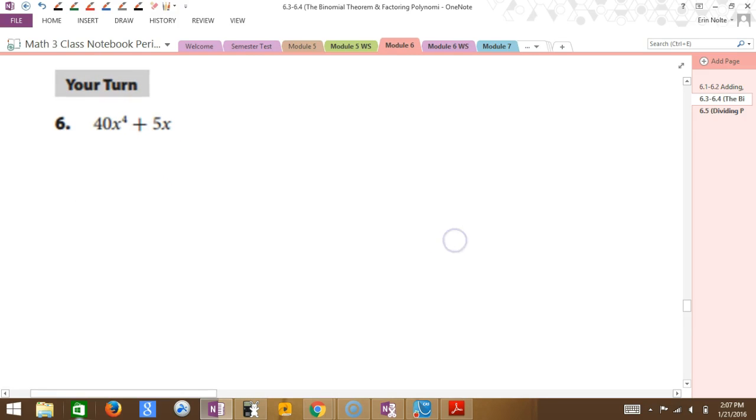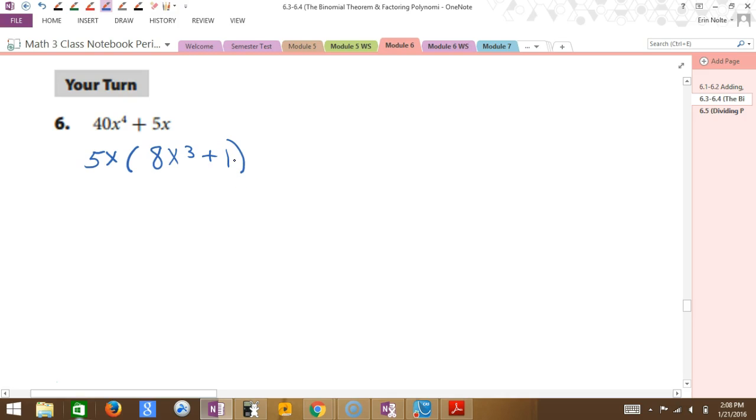So let's look at number 6, 40x to the 4th plus 5x to the 5th. What would be my first step? Remember what we learned? The very first step is taking out the greatest common factor. 5x. Yeah. So the first thing I'm going to want to do is take out my 5x. Well, what would be left over? 8x cubed plus 1. Okay.